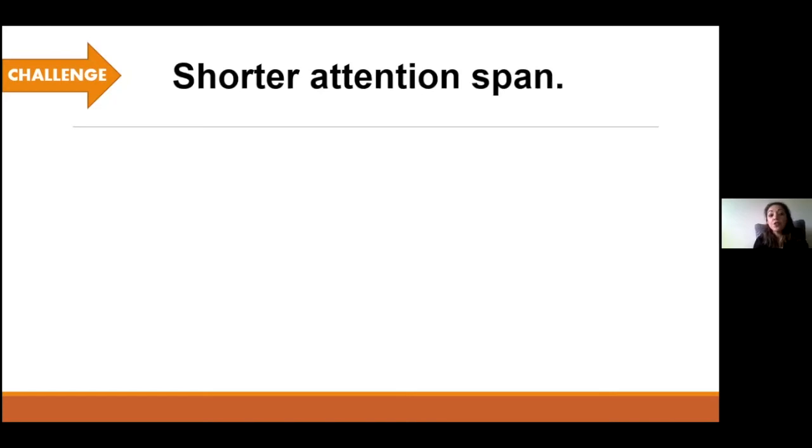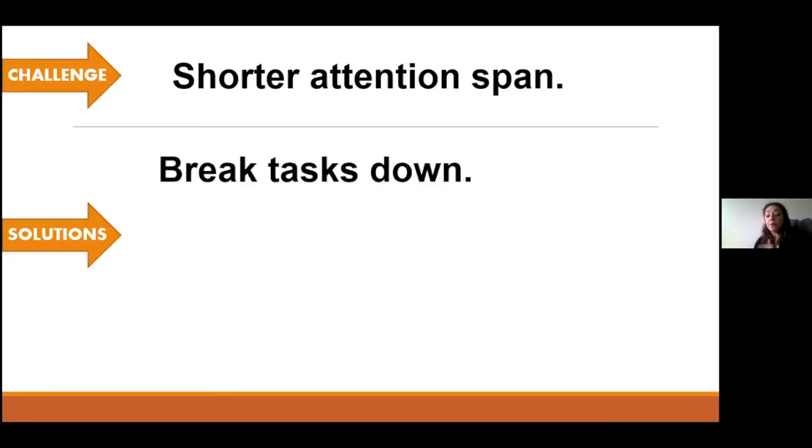Then shorter attention span. You can see this especially if you have long lessons, an hour and a half or 2 hours. You can see that they get distracted, they start talking about whatever, or they even tell you that they feel very tired. So a few things that you can do are, first, break tasks down.